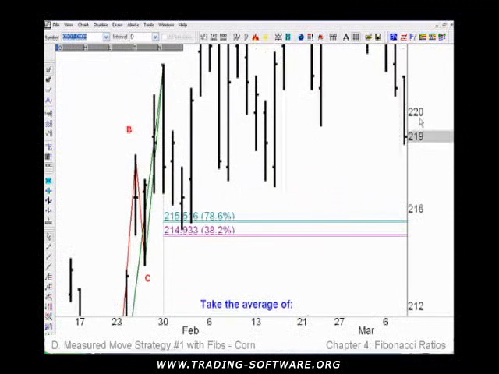You can see how the actual low right here split the difference. Again, we're taking the average of those two Fibonacci retracement calculations. So that's how accurate this thing is.